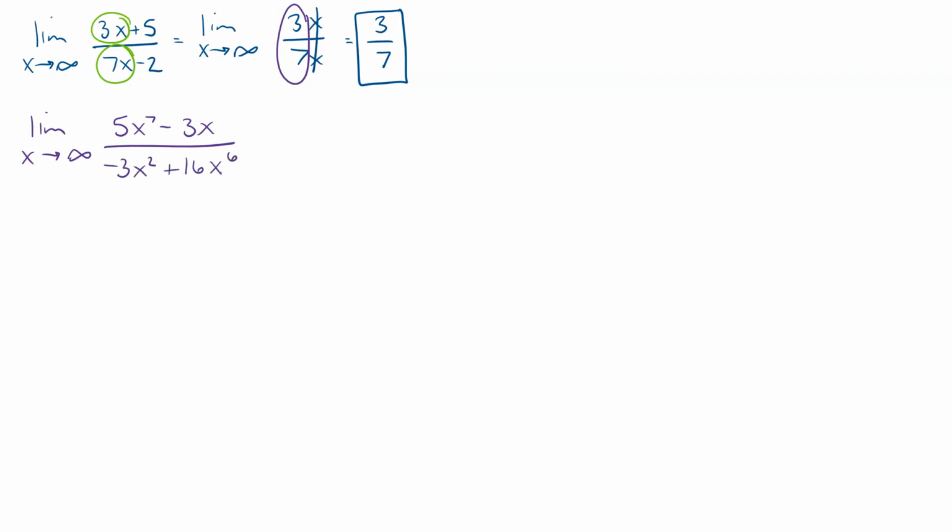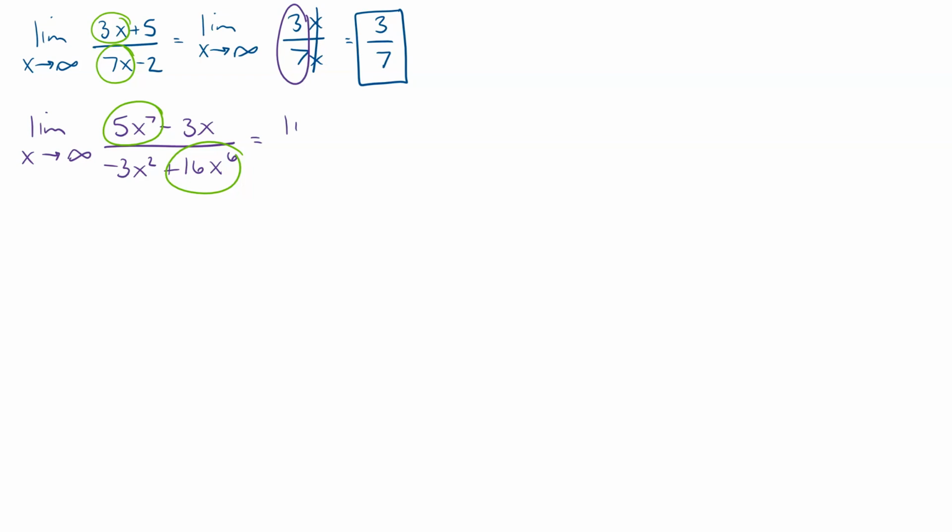Evaluate the limit as x goes to infinity of (5x^7 - 3x) over (-3x^2 + 16x^6). I tried to get tricky with this one. The highest power on top is 5x^7. The highest power on bottom is 16x^6.